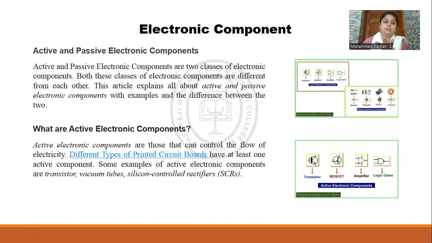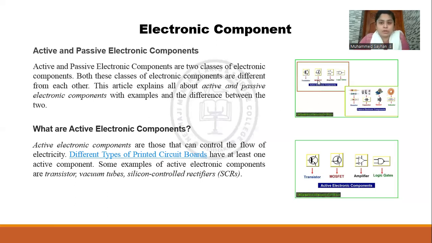What is an active component? Please check here. Active electronic components are those that can control the flow of electricity. We know flow of electrons is called electricity. This flow of electrons is controlled with the help of active electronic components, but in passive components, we cannot control it.